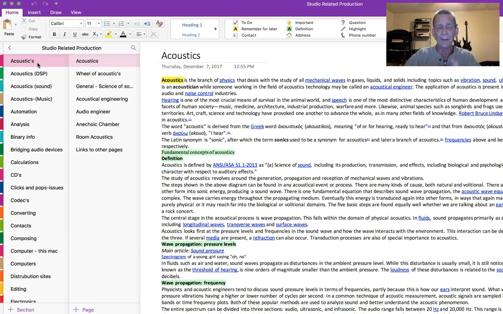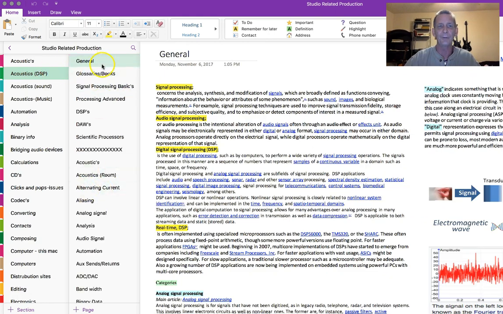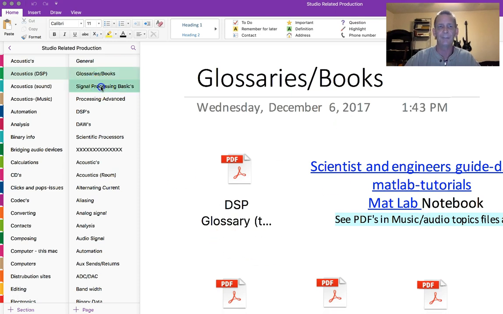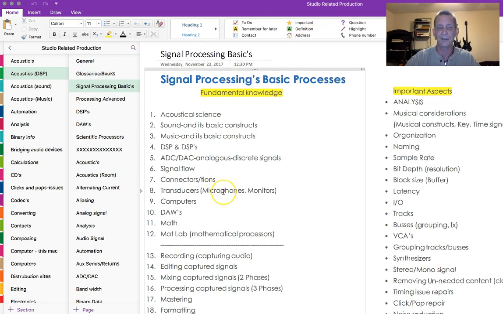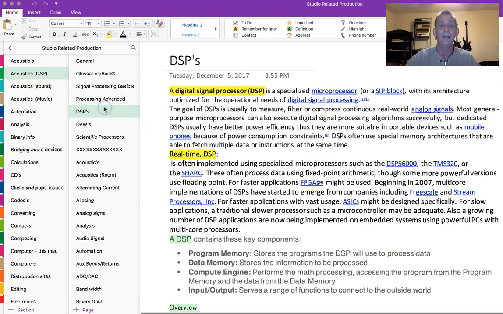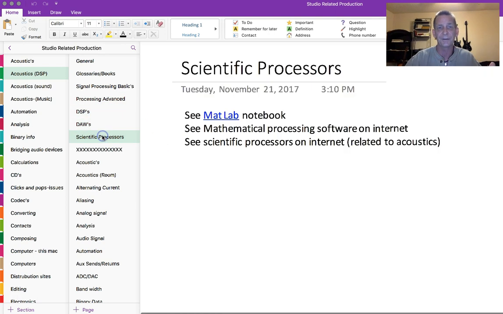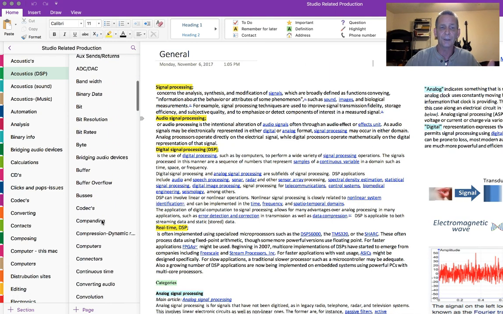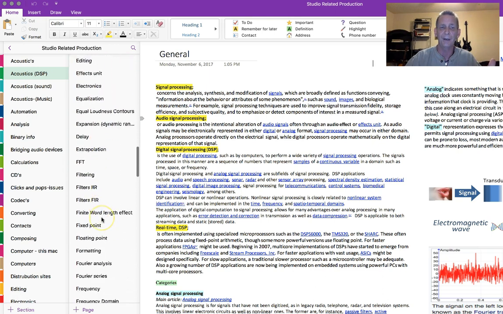So what I basically wanted to address is that for every subject that you're dealing with, no matter how deep you get into it, it's a good idea to start making a reference. Like DSP here. I went through there and started out with general concepts of signal processing, glossaries that I'd put together, signal processing basics, what I thought were the most important things happening there, concepts of advanced signal processing as far as you got, the DSP itself, DAWs, scientific processors. I work with MATLAB sometimes. And then I just started going through the list of all the things that I really found important.